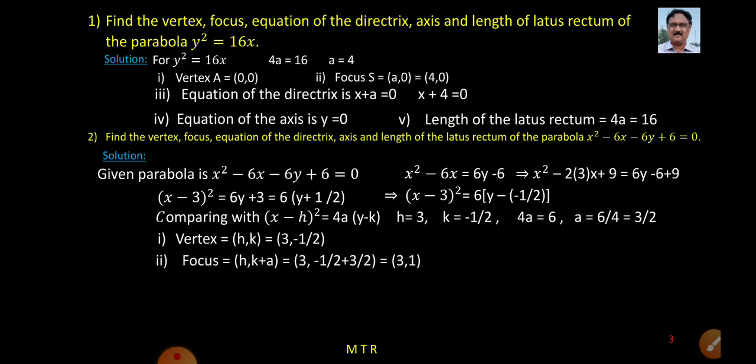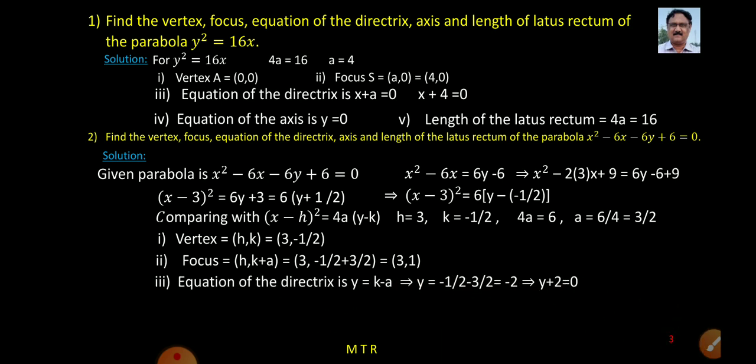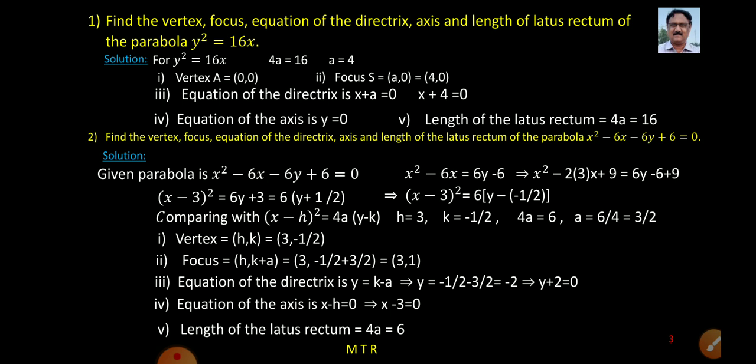Focus S is equal to (h, k plus a). h is 3, k is minus 1 by 2, a is 3 by 2, that is (3, 1). The equation of the directrix is y is equal to k minus a. So y is equal to minus 1 by 2 minus 3 by 2, that is y plus 2 is equal to 0. Equation of the axis is x minus h is equal to 0, that is x minus 3 is equal to 0. Length of the latus rectum is 4a, that is 6.